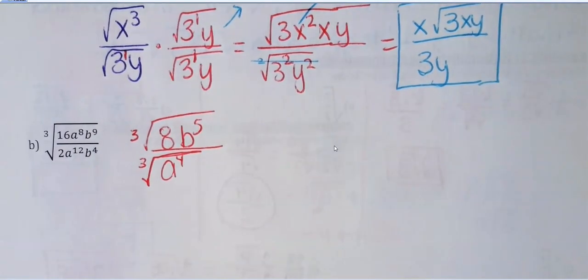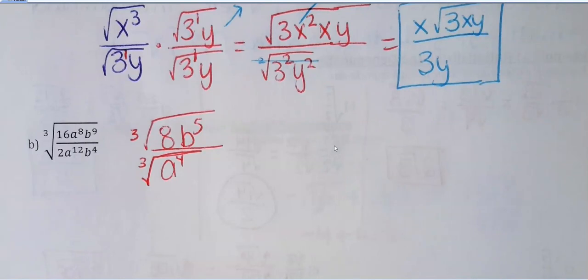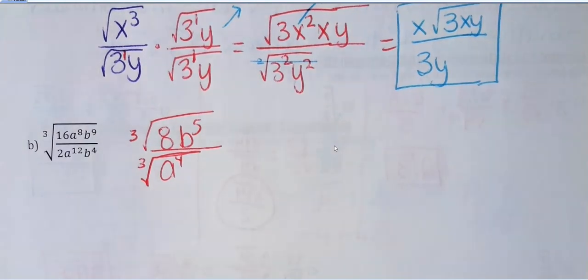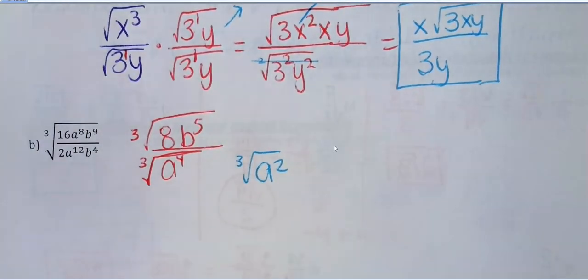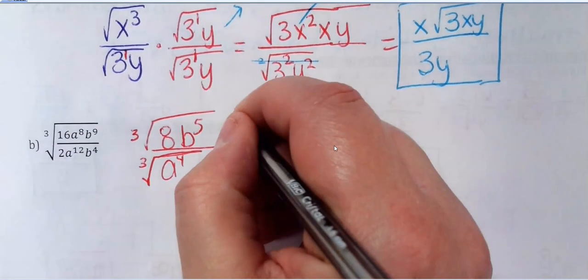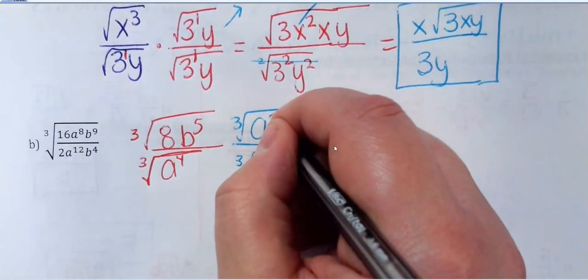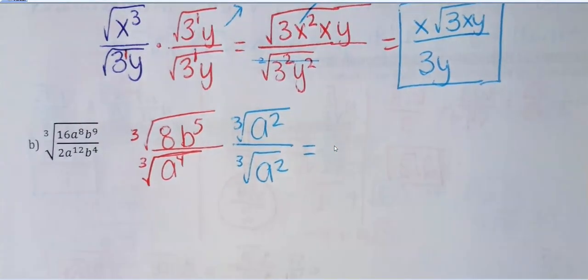So then, the only thing I have to rationalize is that a to the 4th in the bottom. My whole goal, to get a perfect cube in the bottom, is to get my exponent divisible by my root. What would you multiply a to the 4th by to get a perfect cube? 2. Okay, so we're doing cube root. I need 2 more a's. I got 4 here, 2 more would give me 6, and 6 is divisible by that root, which is 3. Whatever I do to the bottom, I have to do exactly the same thing to the top, so that I'm not changing the value of my expression.